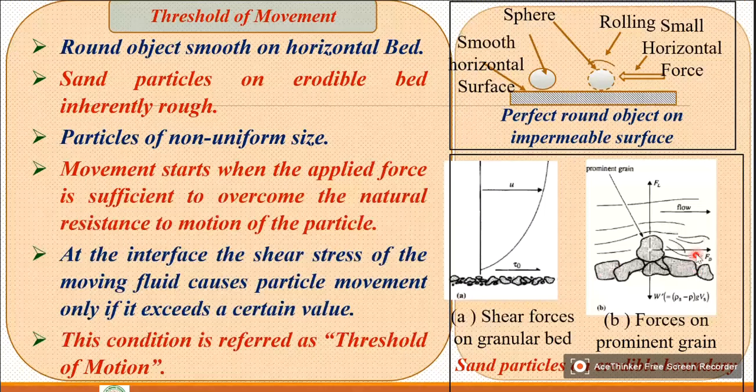So there is a distance from the average height of these projections to a level where the velocity will be 0. This distance is indicated as y, or in this case, we will refer to it as Z0. So Z0 is the distance from the average bed level to the point where the velocity will be exactly 0. So this will be the actual velocity distribution.